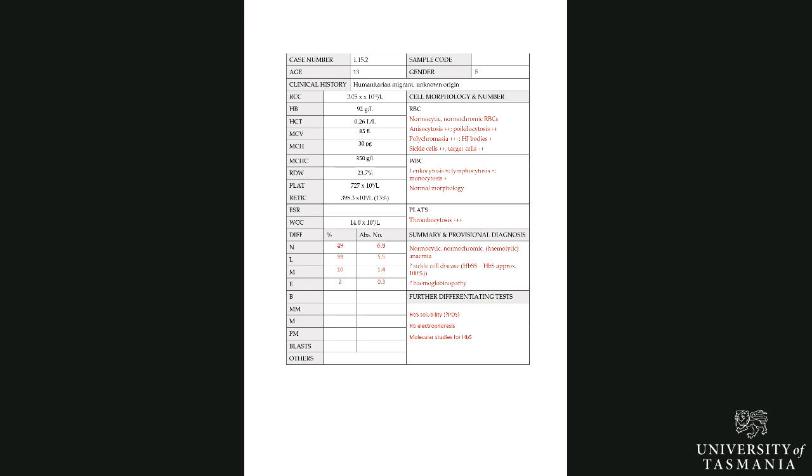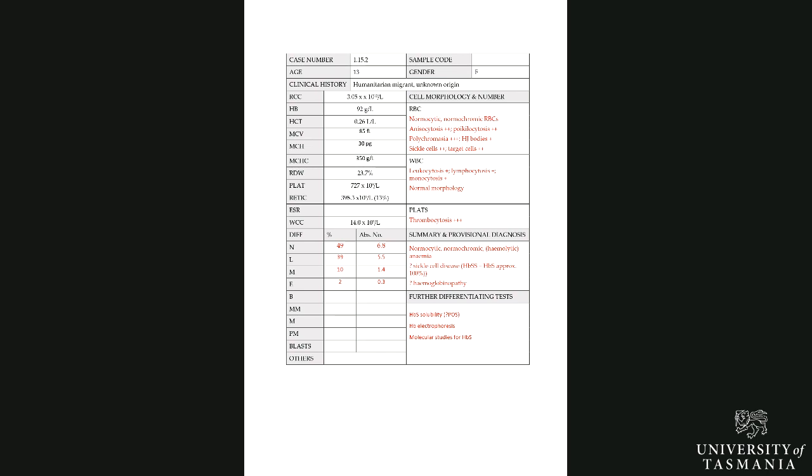So this is case number 1.15.2. This is a 13-year-old female. She's a humanitarian migrant. So we're not sure where she's come from, but she's not Australian born, and from the look of her age, she may not have been here for very long. We don't know how long she's been here. So when we have a look at her full blood count, we see her hemoglobin is 92, which for somebody her age is low.